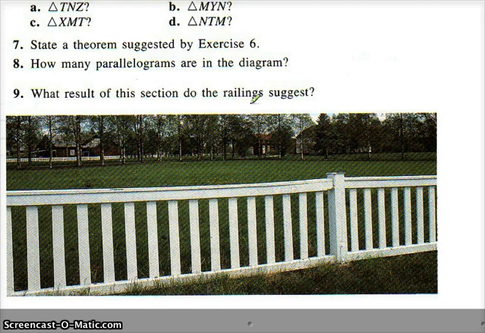Looking at the picture below, what result of this section do the railings suggest? Well, if you look at the railings, they happen to be the same distance away from each other because all of the fence pickets are the same distance. So if all of these fence pickets are the same distance, then it should mean that the opposite sides are parallel to each other. So we should know that the railings are parallel to one another because they're the same distance away from one another.